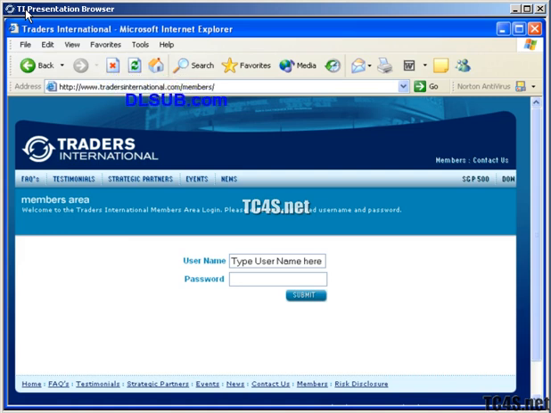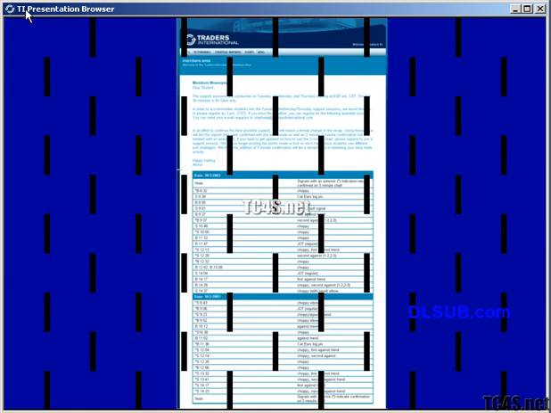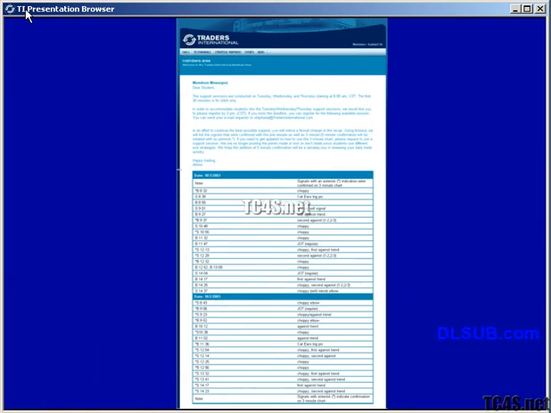Along with your training, you are given a special username and password that is exclusively yours to access the daily market recap that is posted for you each trading day. You go to the link given to you in the members section of our website and you enter your username. Then you enter the special password given to you and you click on the Submit button. Area, which is password protected.